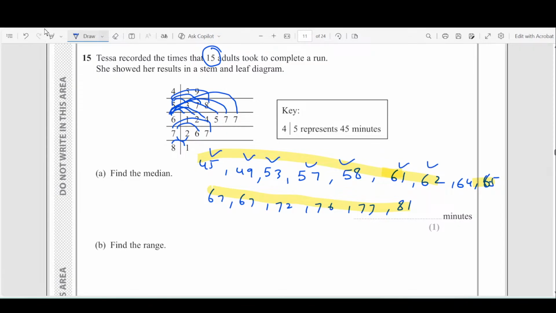And 1, 2, 3, 4, 5, 6, 7. So the middle number is 64, right? And that's the median. If we have two values in the middle, what we do, suppose we have the numbers 2, 4, 6, 8, and 9.